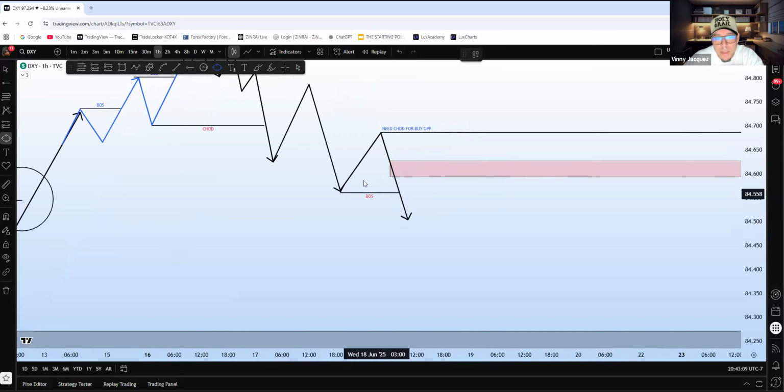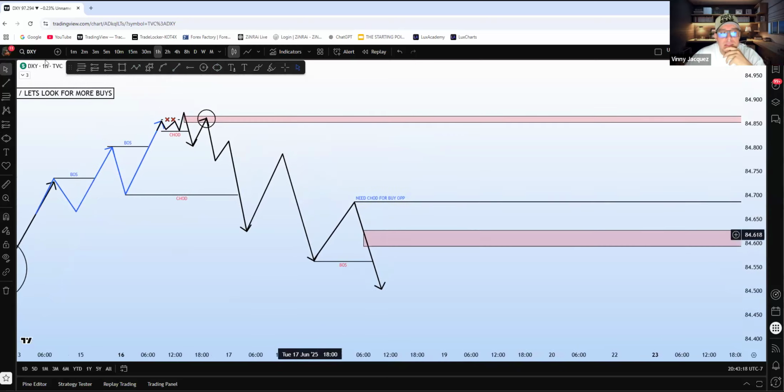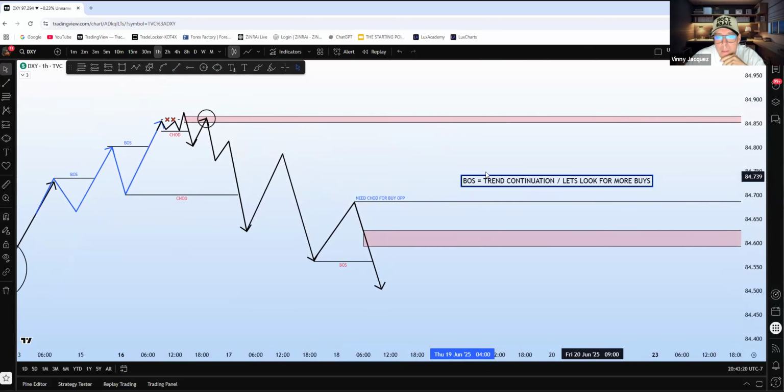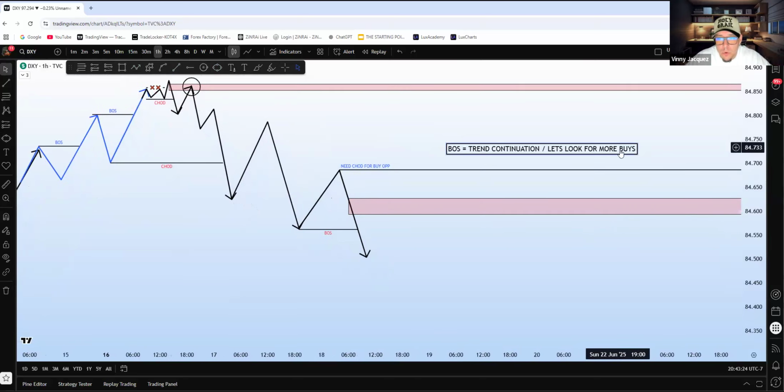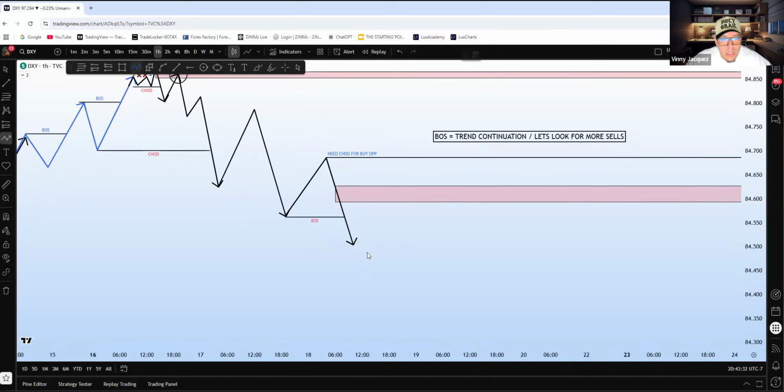Don't speculate. If the market is looking like it is in a downtrend and we're able to see the BOS to the downside, what does that tell us? BOS, trend continuation. Let's look for more sells. We know where I want to sell. Let's go ahead.